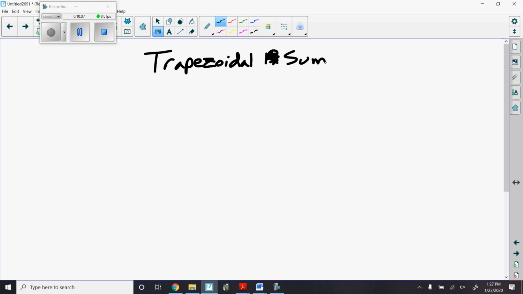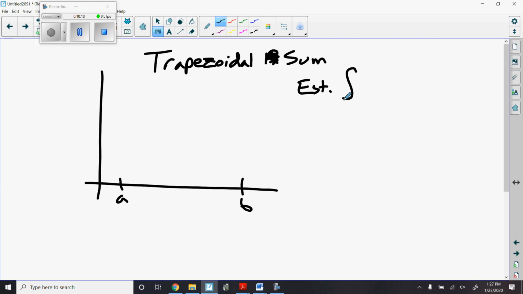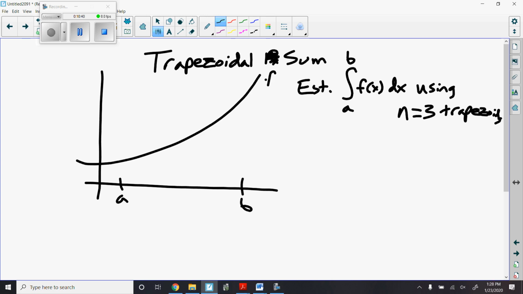So here's what this will look like. Again, I'm using this to estimate the integral from a to b of f of x dx, using, let's say, n equals 3 again, with trapezoids. So again, here's my function f of x. Again, I'm going to turn it into 3 shapes. It's going to start out kind of the same way, looking exactly like we did before. But instead of using a rectangle, I'm going to use a trapezoid, and I'm going to connect the 2 endpoints.